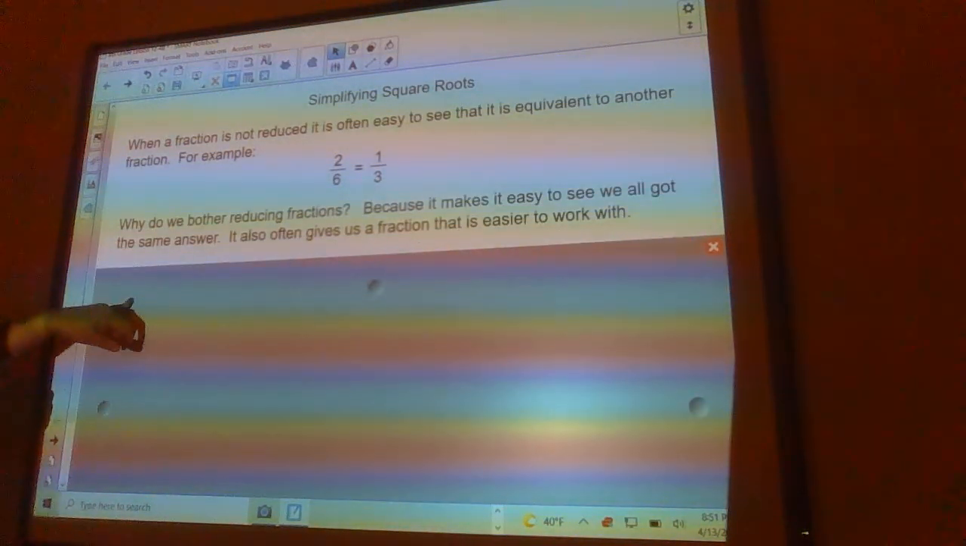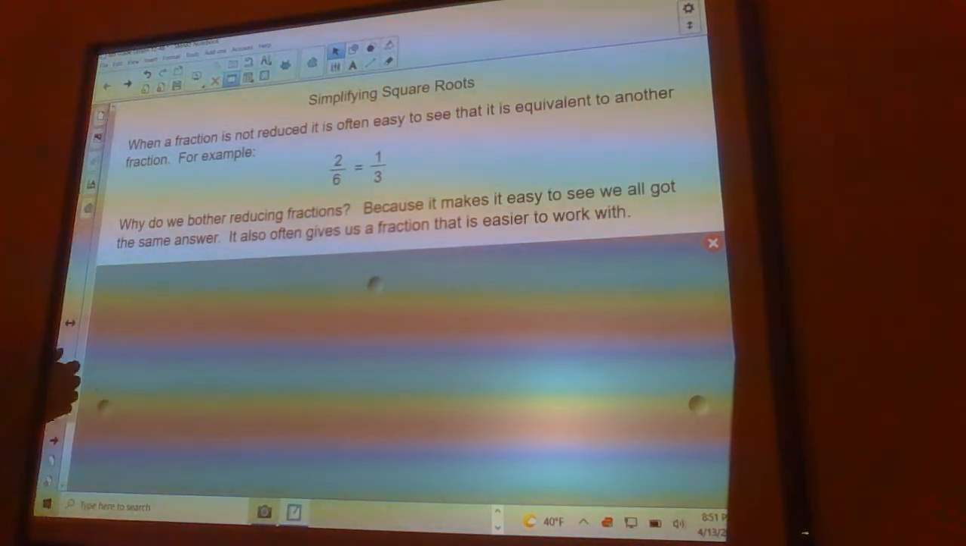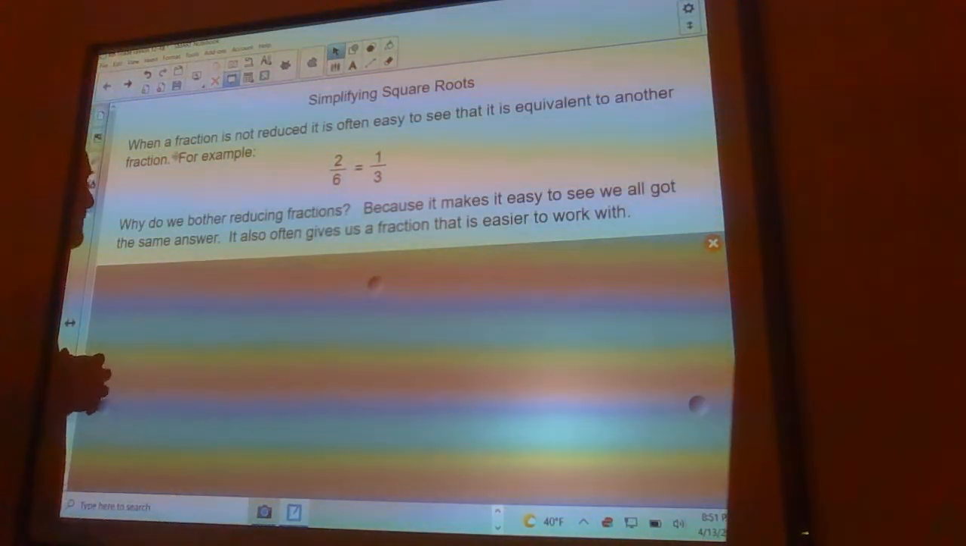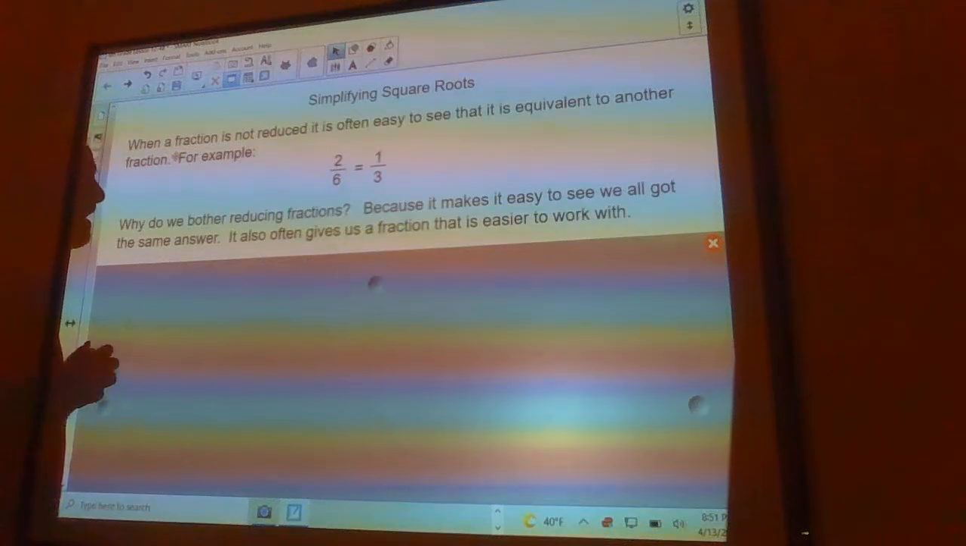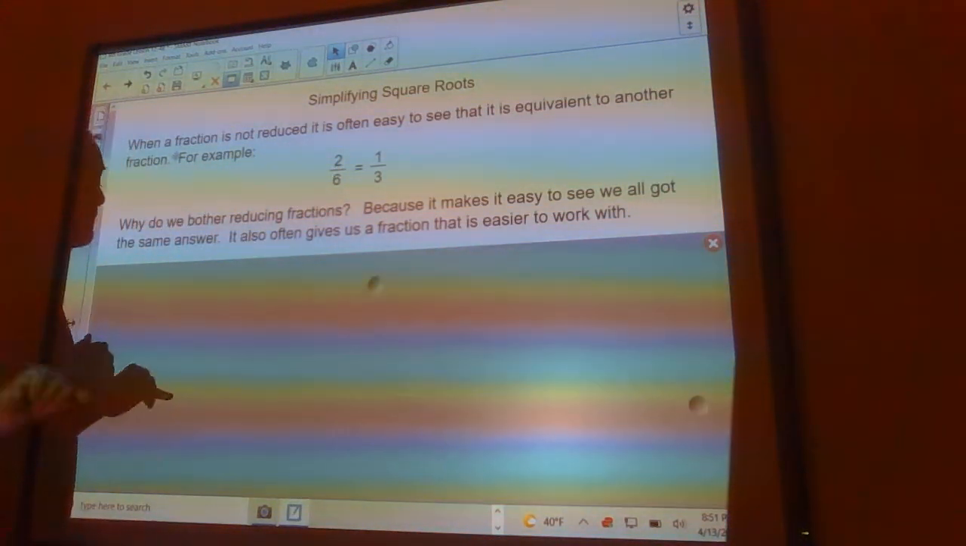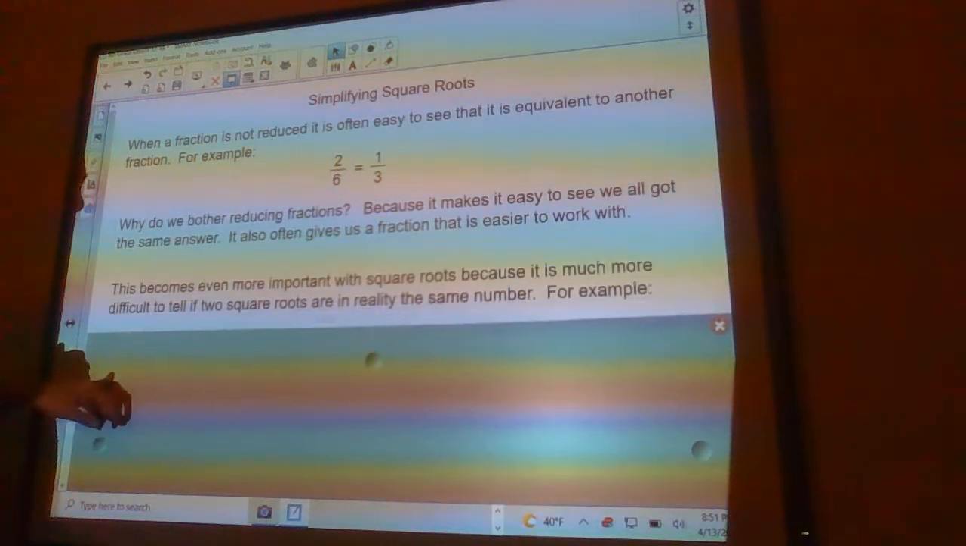But why do we reduce? Why do we bother reducing fractions? Because it makes it easy to see that we all got the same answer. Okay, it also often gives us a fraction that's easier to work with. Usually 1/3 is easier to work with than 2/6 is.